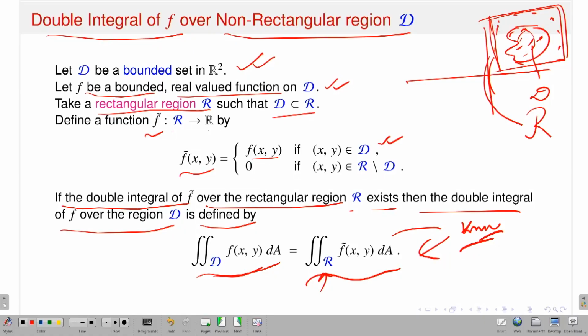Then I am defining a new function f2 del which is exactly equal to f as long as my point xy is in the set D, and if it is outside the set D but still in the rectangular region, then these points take the value 0. Now, if my newly defined function f2 del on the bounded rectangular region has a double integral, then I define the integral of f over the bounded region D as the double integral of f2 del over the bounded rectangular region R. So, that is how the definition is.